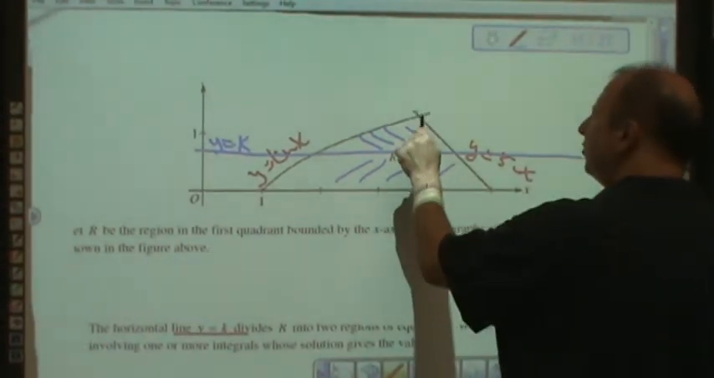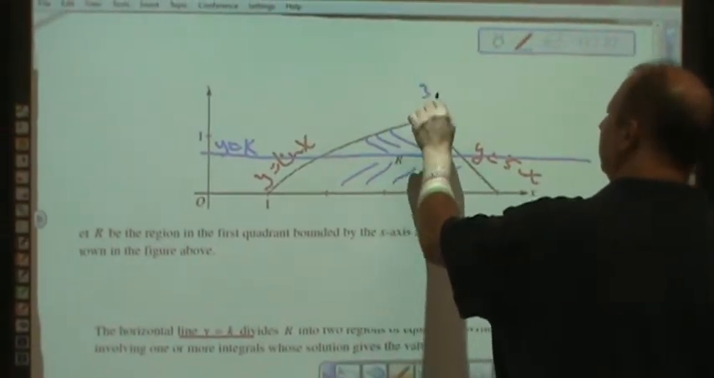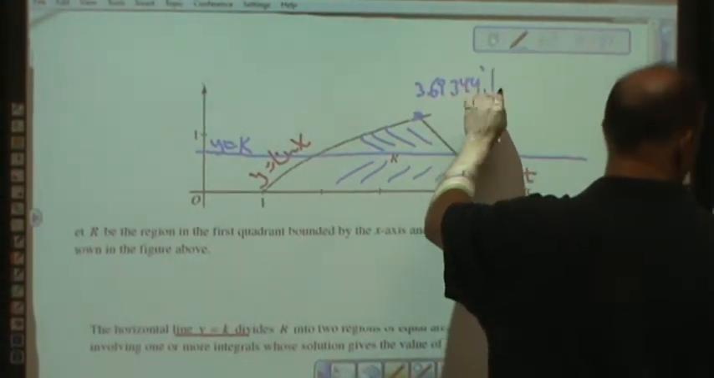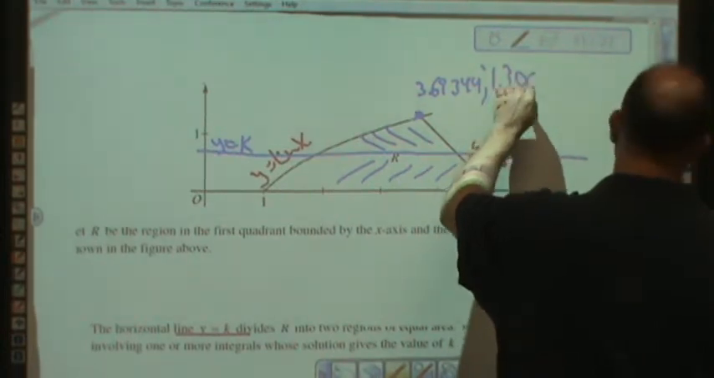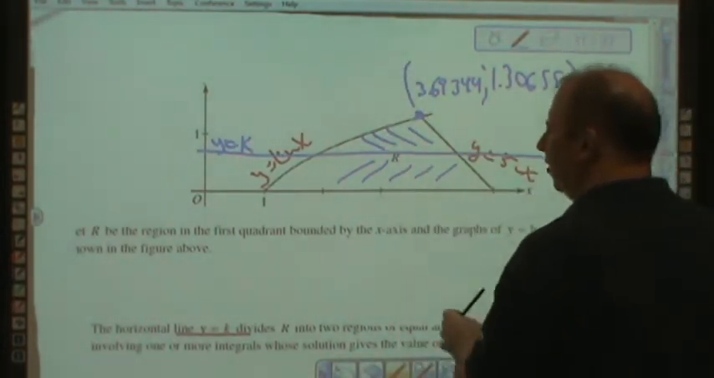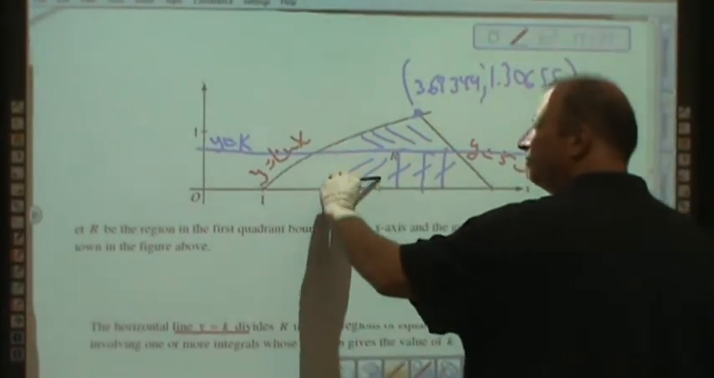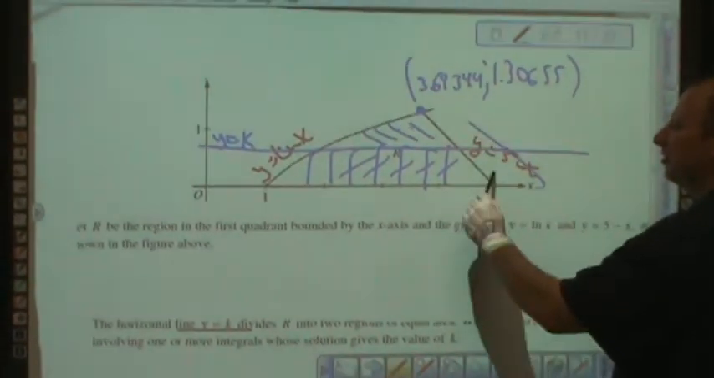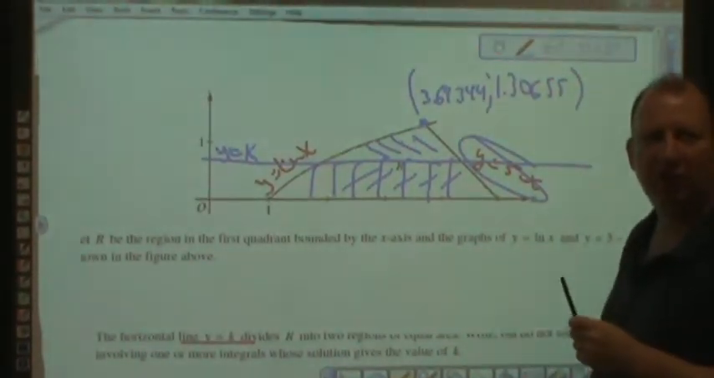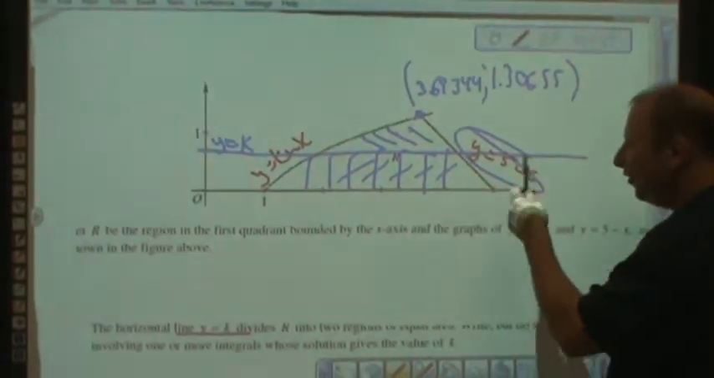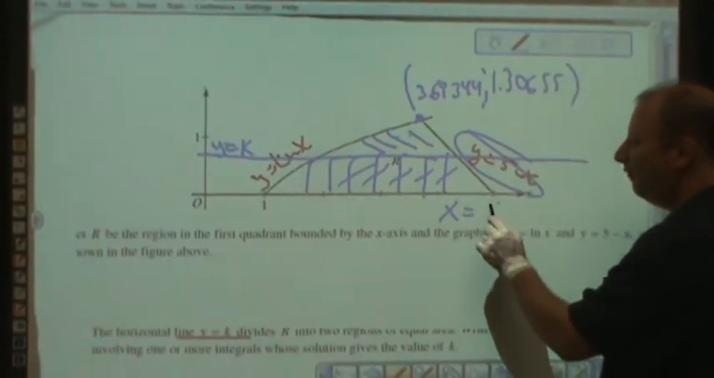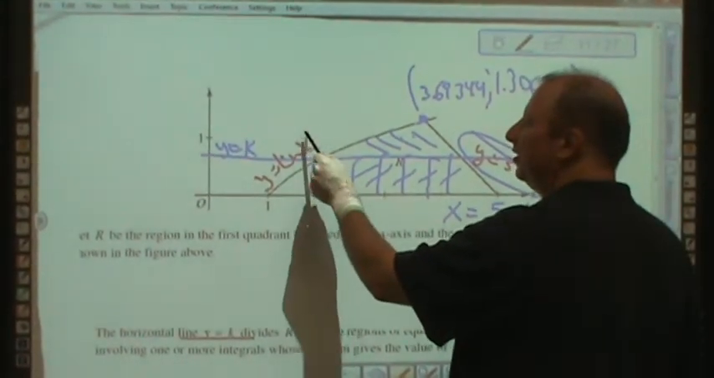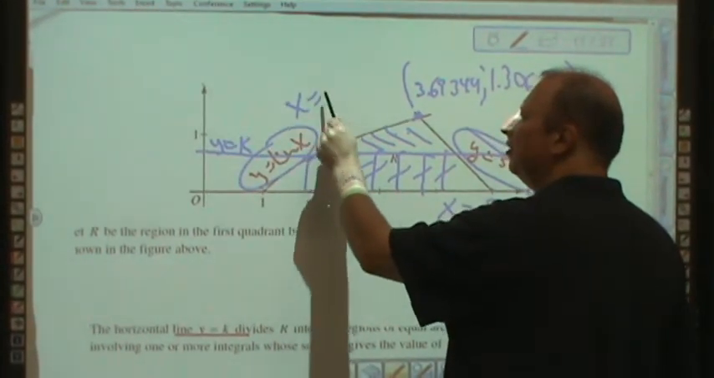We know this point right here happens to be, again, 3.69344, comma, 1.30655. So what I'm going to do is find the area of this piece, and then make it equal to the area of this piece. Well, let's rewrite this. Instead of this being y equals 5 minus x, after I manipulate it, it's x equals 5 minus y. And this happens to be the same thing as x equals e to the y.